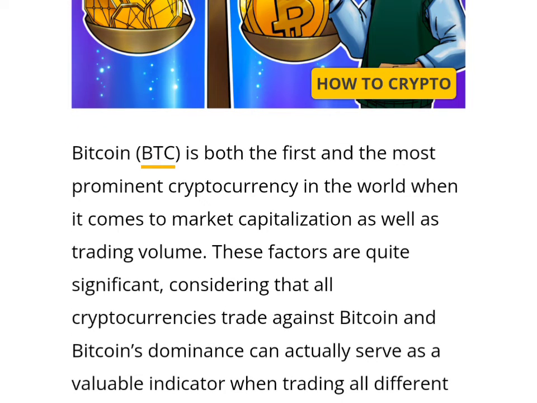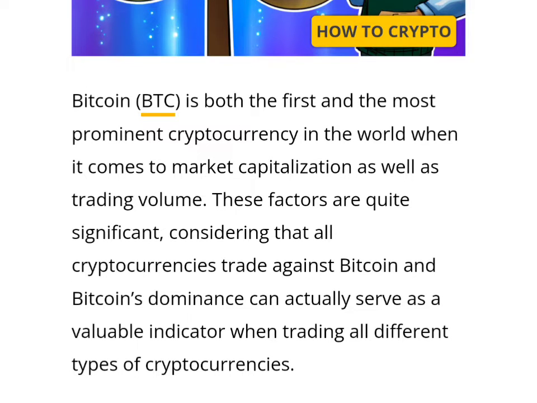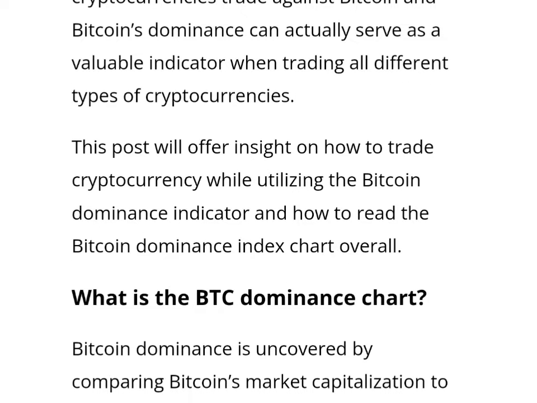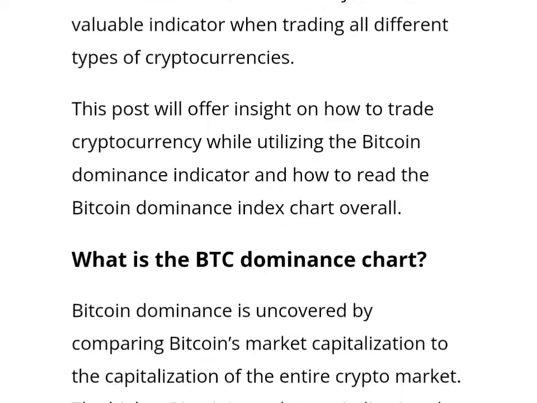These factors are quite significant, considering that all cryptocurrencies trade against Bitcoin, and Bitcoin's dominance can actually serve as a valuable indicator when trading all different types of cryptocurrencies. This post will offer insight on how to trade cryptocurrency while utilizing the Bitcoin dominance indicator and how to read the Bitcoin dominance index chart overall.